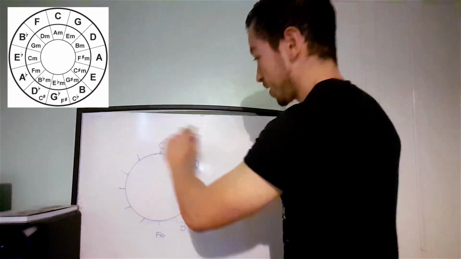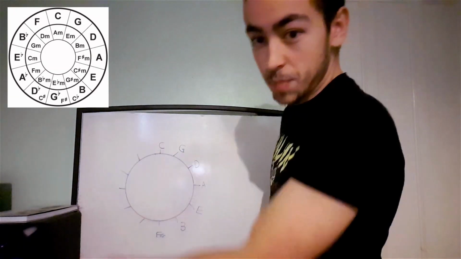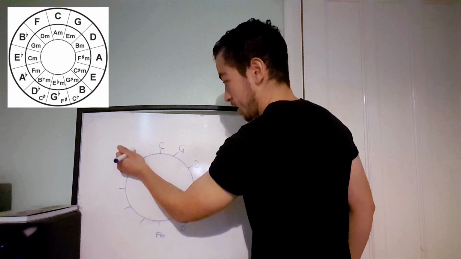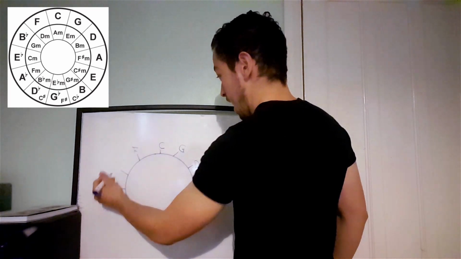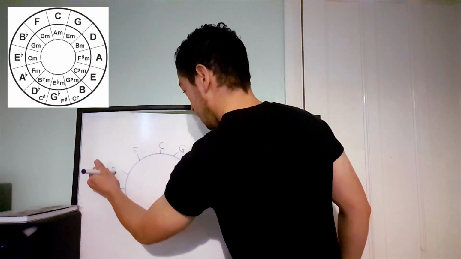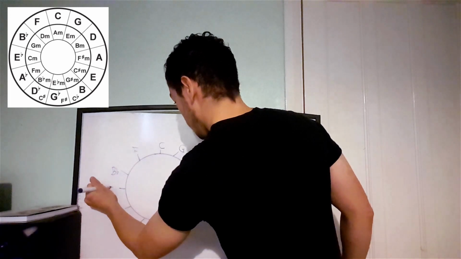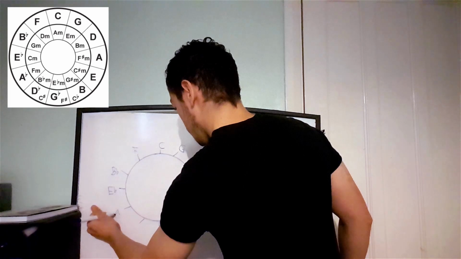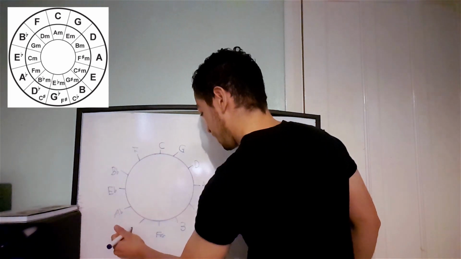So if we want to go the other way, we just go back in fifths. So for example, C, back a fifth would be F, then B flat, then E flat, then A flat, then D flat.